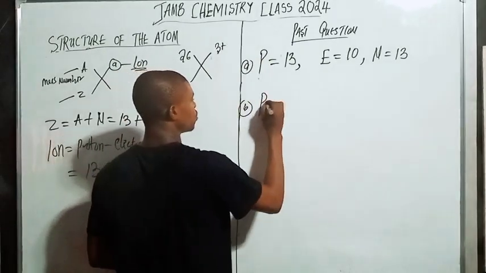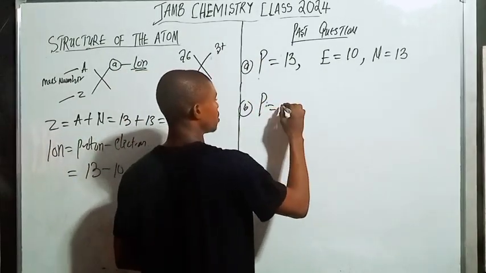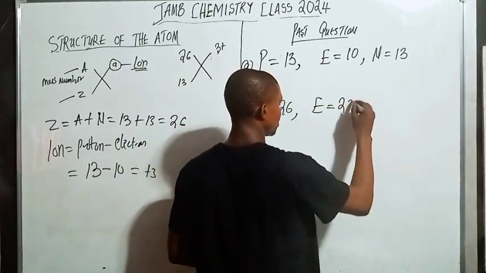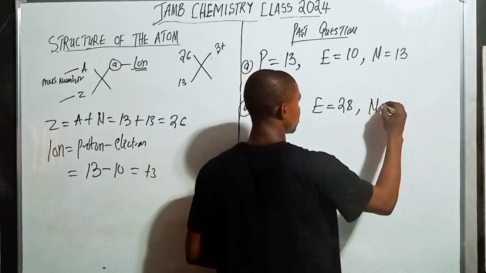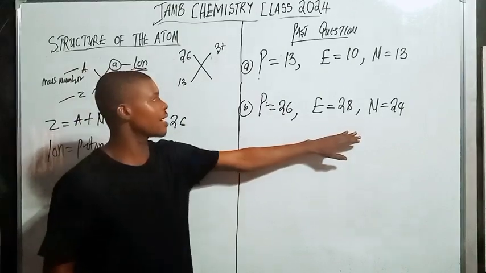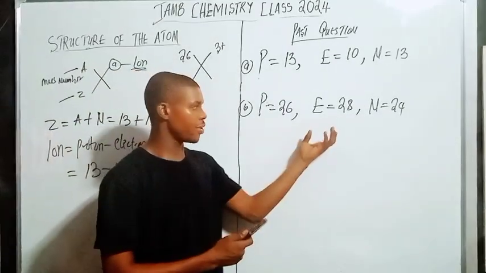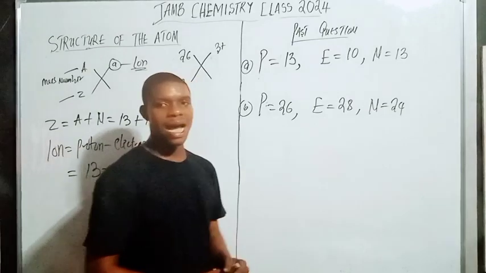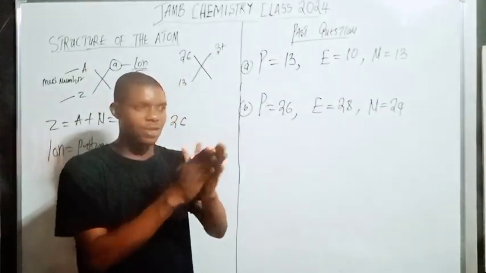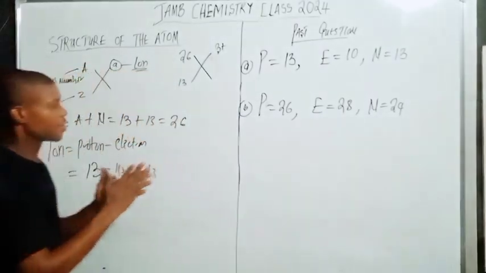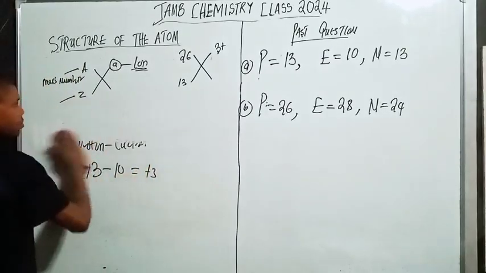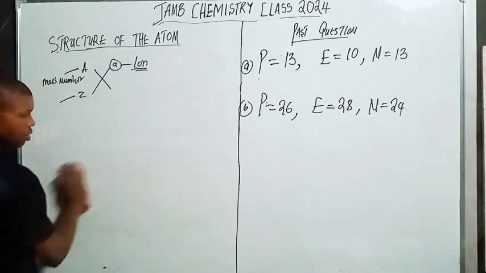So what about if you now have this one here? Let's say proton is 26, electron equals 28, the neutron is 24. I want you to go ahead and write the ionic symbol for me. You can pause the video and write the ionic symbol. I just want to see what you can do. Pause the video now and write the ionic symbol. It's still going to be the same thing here.